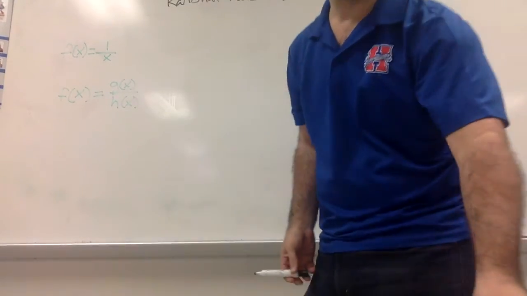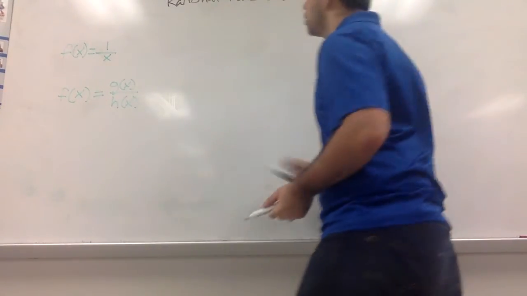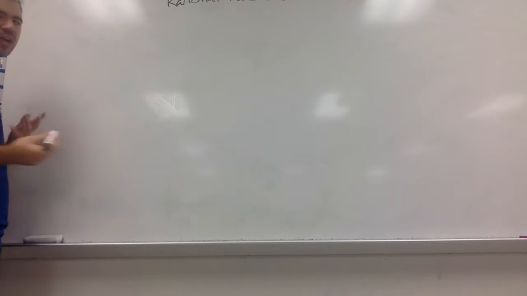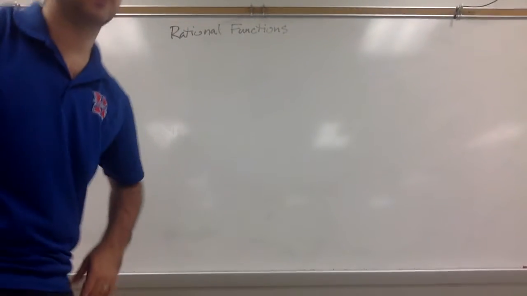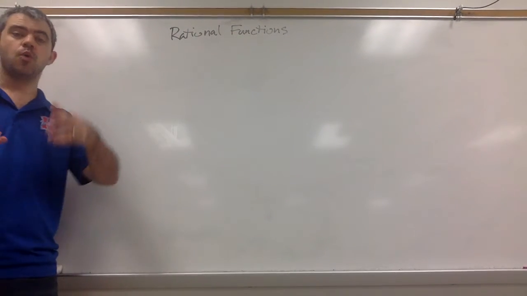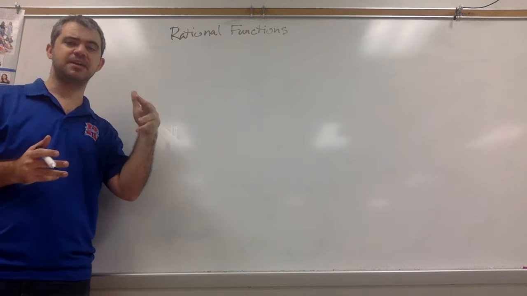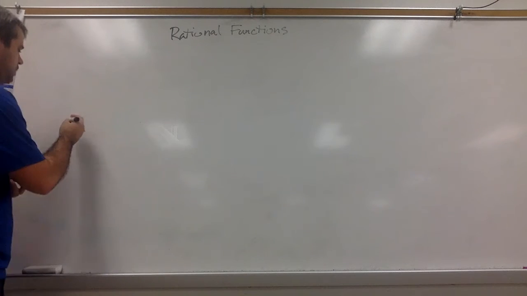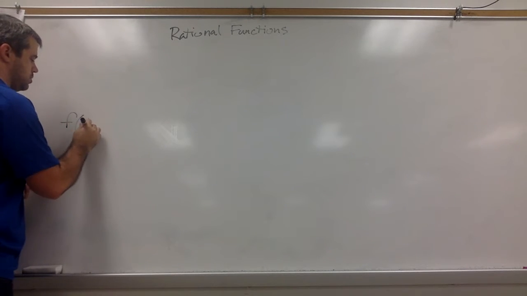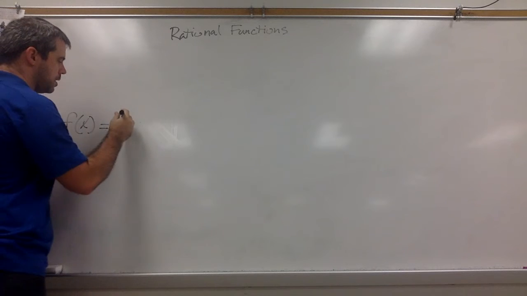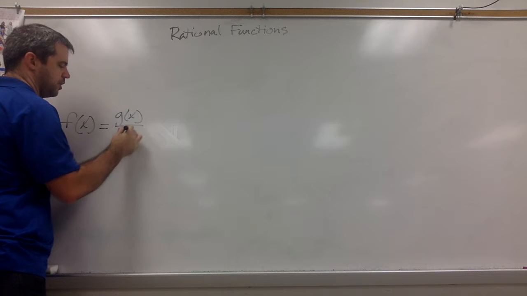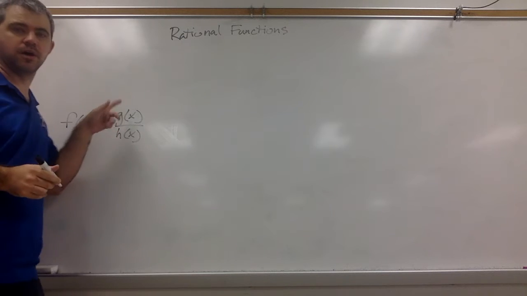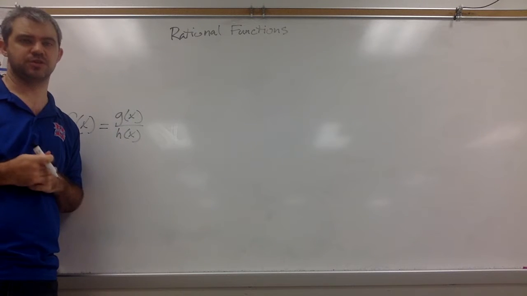All right. Today we're going to talk a little bit about rational functions. Rational functions are basically one polynomial divided by another polynomial. So g of x over h of x, where these are both polynomial functions.